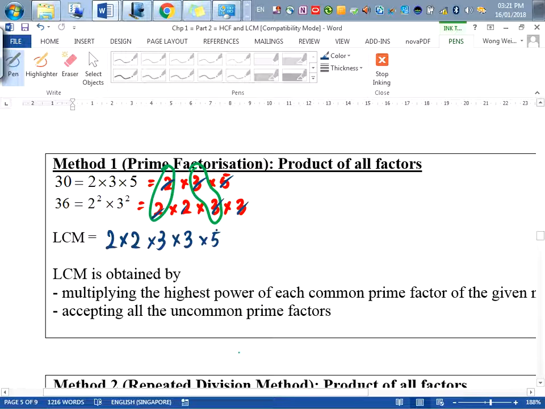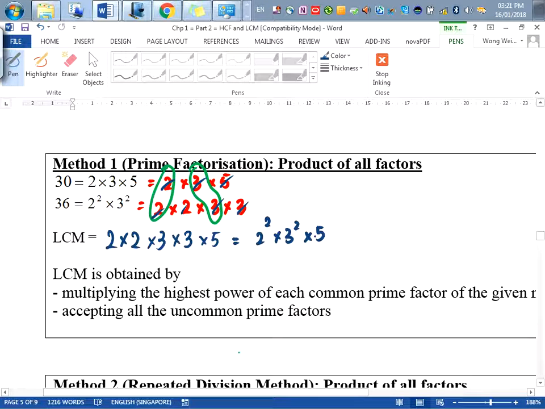Get it? Okay, if you still don't get it, go and watch the video again. The steps are quite straightforward. You need to practice this. Okay, then what am I left with? This will be 2 squared times 3 squared times 5.